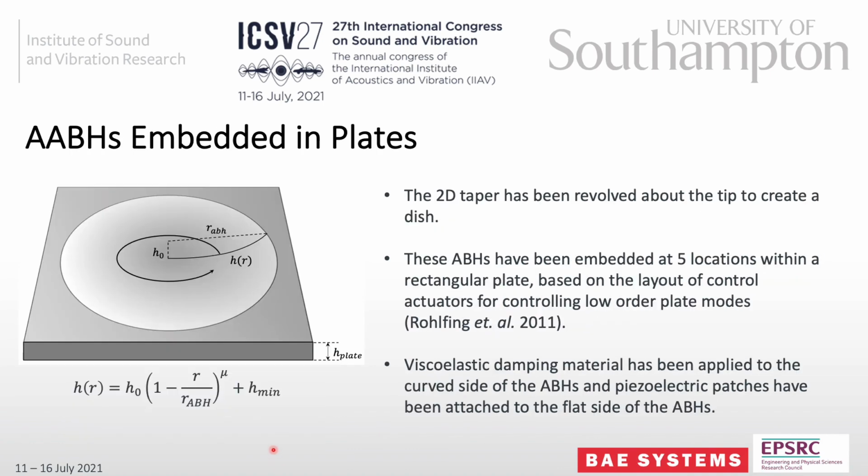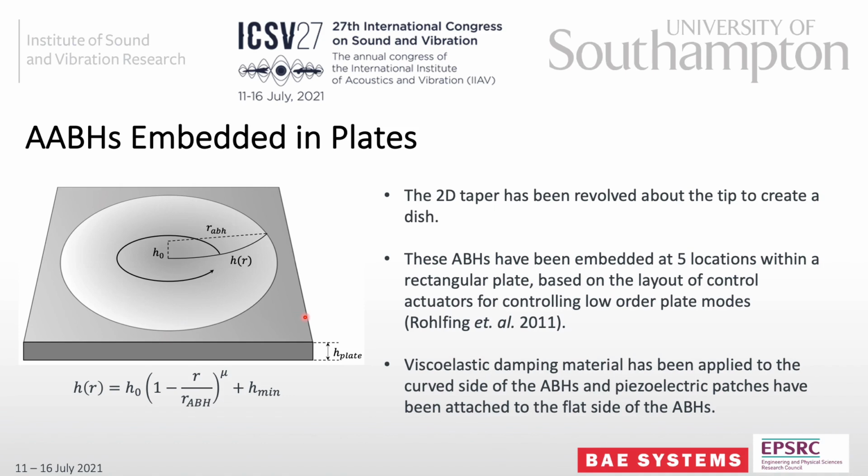So to embed an acoustic black hole in a plate, we start with a 2D taper profile, which you can see here I've put on the diagram, and then the taper profile can be rotated by 360 degrees to cut out a dish-like structure into the plate. In this case I've used the equation shown below the diagram to define this taper, HR, and I've put 5 of these in a rectangular plate.